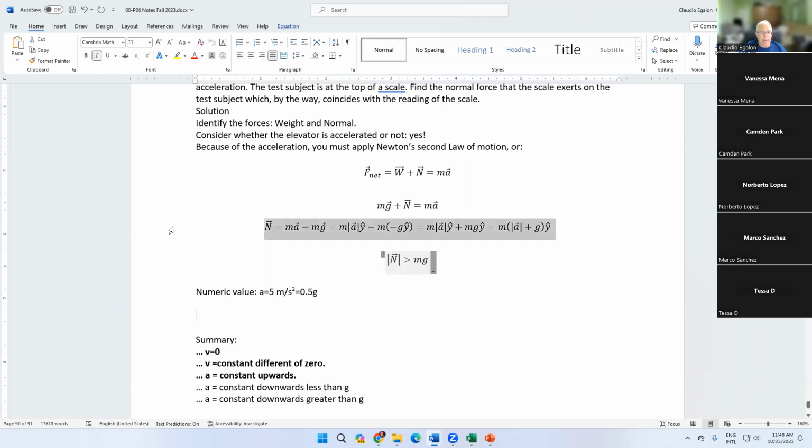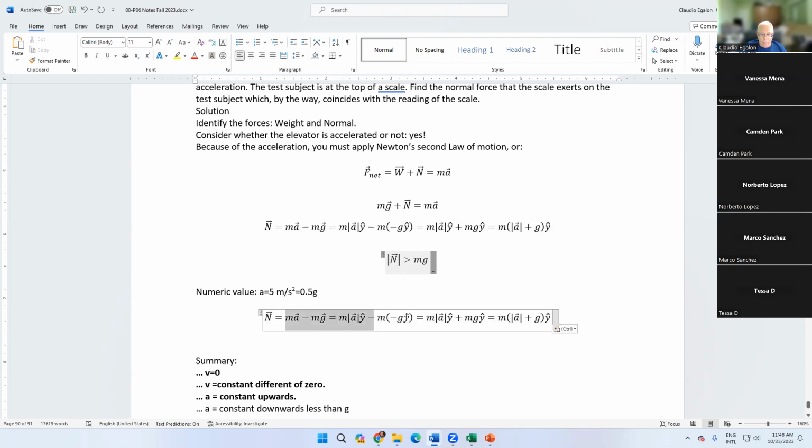If we go ahead and plug in this type of solution, you're going to have 1.5 g, 1.5 mg, right? You're going to feel 50% heavier. And you do feel 50% heavier.